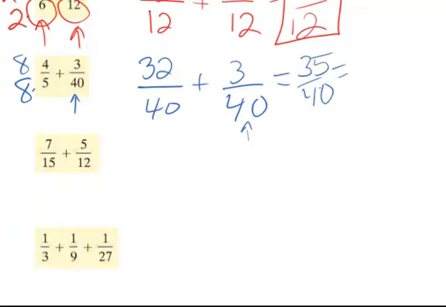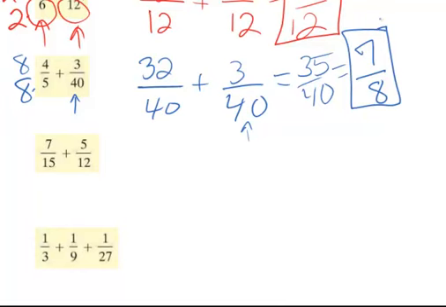I can reduce that. I can divide them both by 5. 5 goes into 35 7 times. 5 goes into 40 8 times. People often ask me, do I have to reduce? Yes, every single time. If you can reduce the fractions, then you got to make sure that you do them.